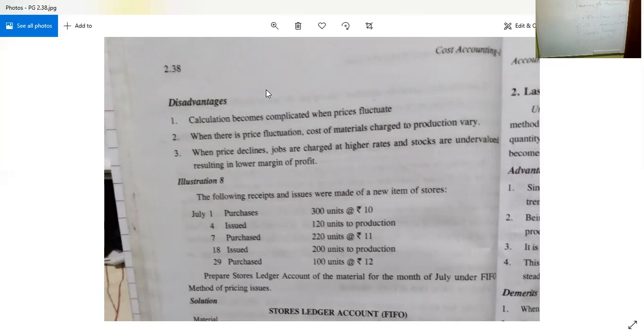Isn't it? So these are the disadvantages. So this is the FIFO method, the first in first out method. Then we need to see what are the other things. LIFO, last in first out. Last come should be served first.